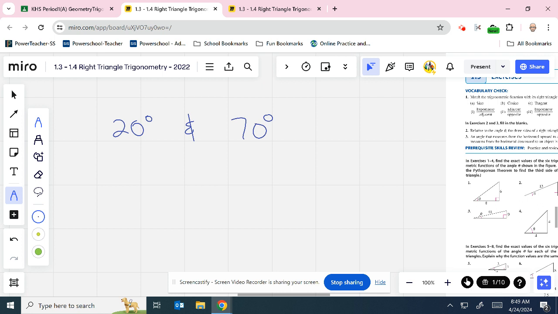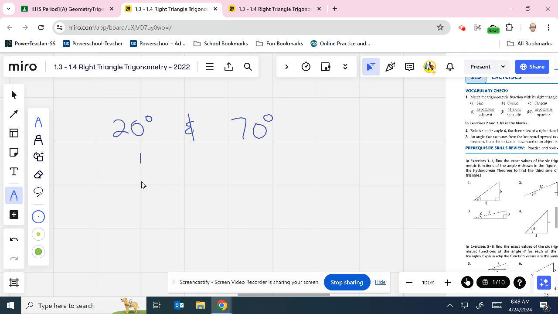They add up to 90 degrees. That's pretty important. So they have a name when they add up to 90 degrees. We learned it in chapter 1 of geometry, and it was on your essential question. You might have seen it. What is it? Complementary. Yes, they are complementary.